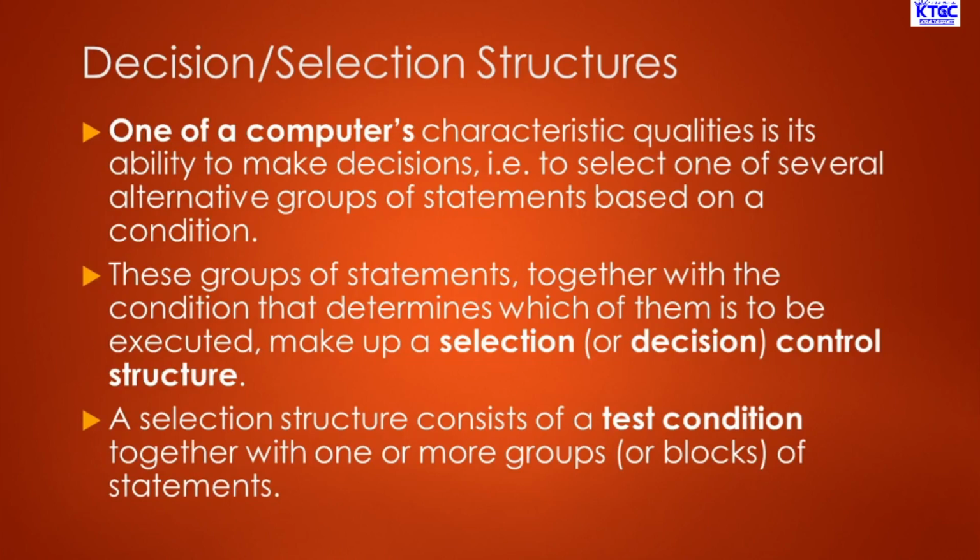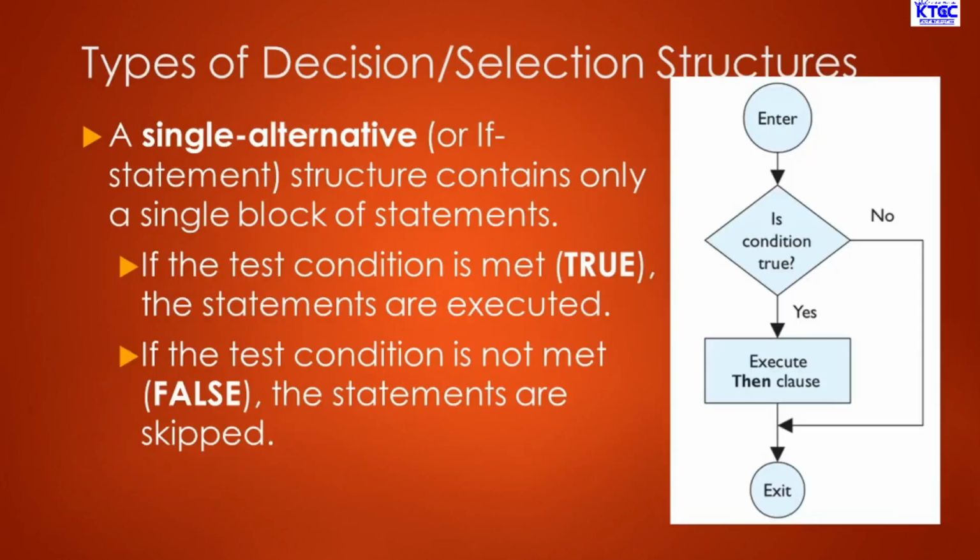So a selection structure consists of a test condition together with one or more groups or blocks of statements. Let's look at that. Now let's look at the types of selection structures. The first one we have here is what?